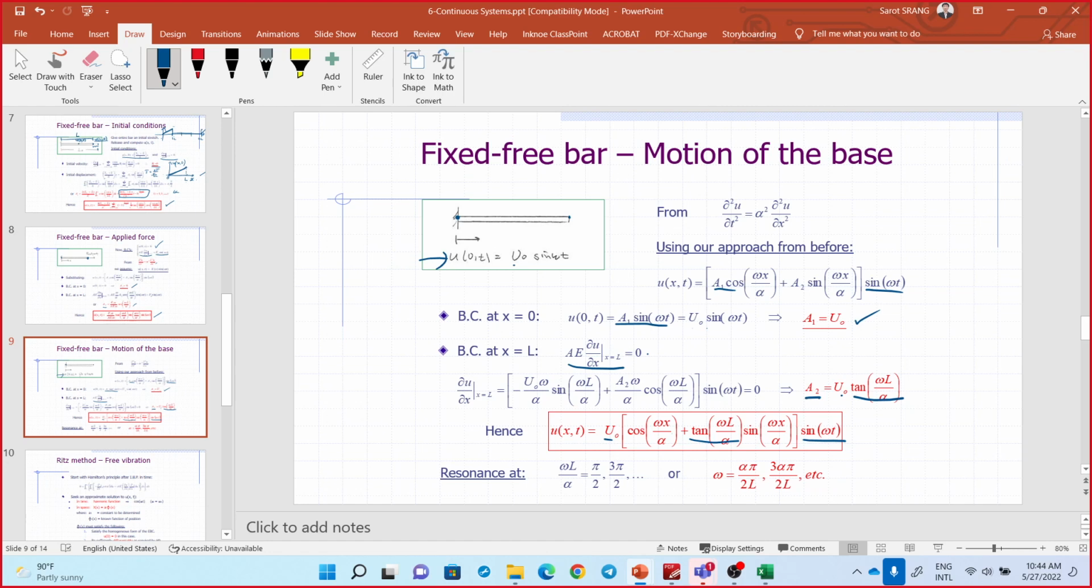The function of time must be the same as the motion of the moving base.